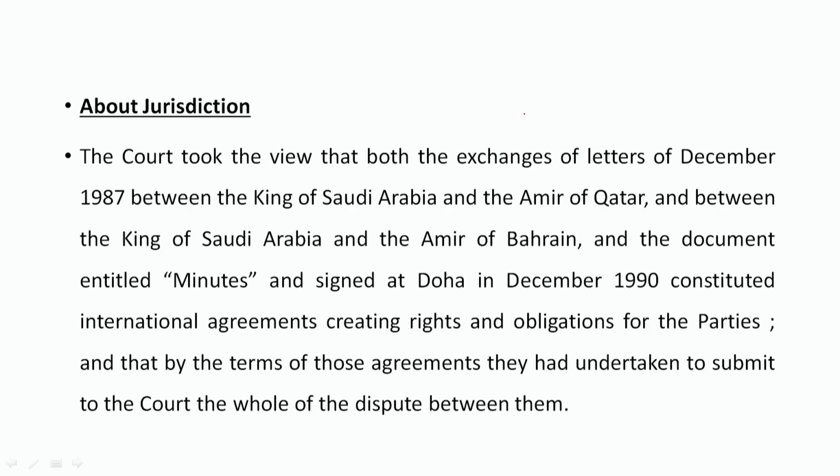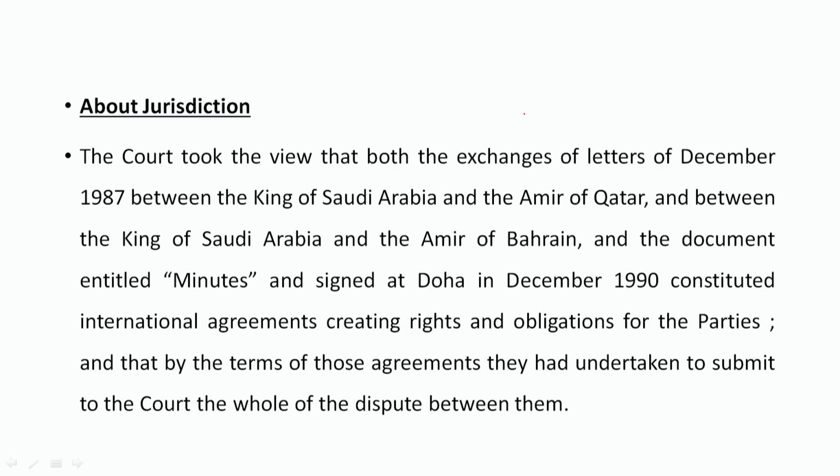About the jurisdiction, the court took the view that both the exchanges of letters of December 1987 between the King of Saudi Arabia and the Amir of Qatar, and between the King of Saudi Arabia and the Amir of Bahrain, and the document entitled Minutes, signed at Doha in December 1990, constituted international agreements creating rights and obligations for the parties, and that by the terms of those agreements they had undertaken to submit to the court the whole of the dispute between them. So it was something already done, like I was referring to you.